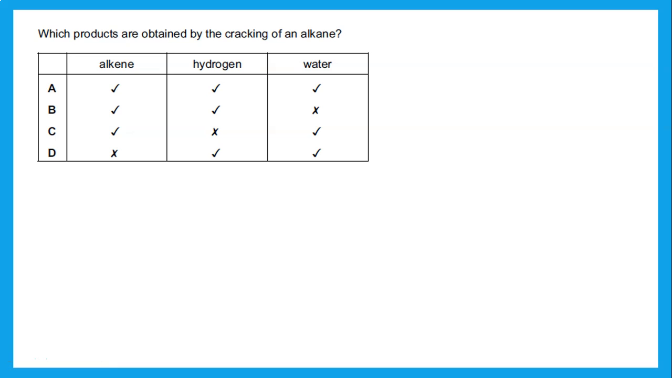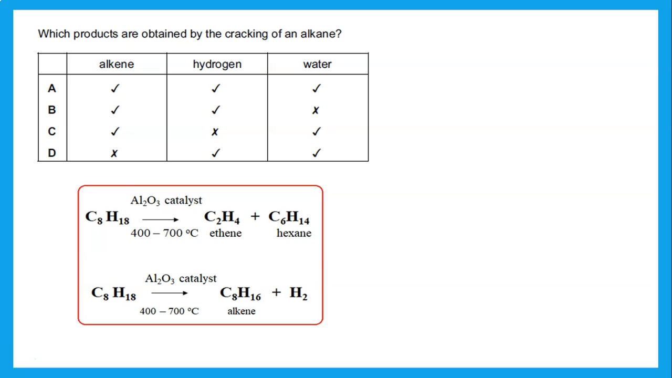Which products are obtained by the cracking of an alkane? What is cracking? Remember that cracking is the breakdown of long chain hydrocarbons into shorter chains. And what are the conditions? We should give it aluminium oxide catalyst and 400 to 700 degrees Celsius. What do we get? What are the products of cracking of an alkane?